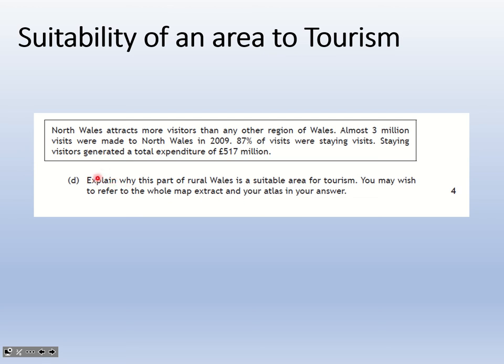We are explaining, which means we're giving reasons for something. And what are we giving reasons for? We're giving reasons why this part of the country is a suitable area for tourism. Not for tourists, but for the industry of tourism. Why it's a suitable area for tourism. Why is this landscape, this physical area, suited to the industry?